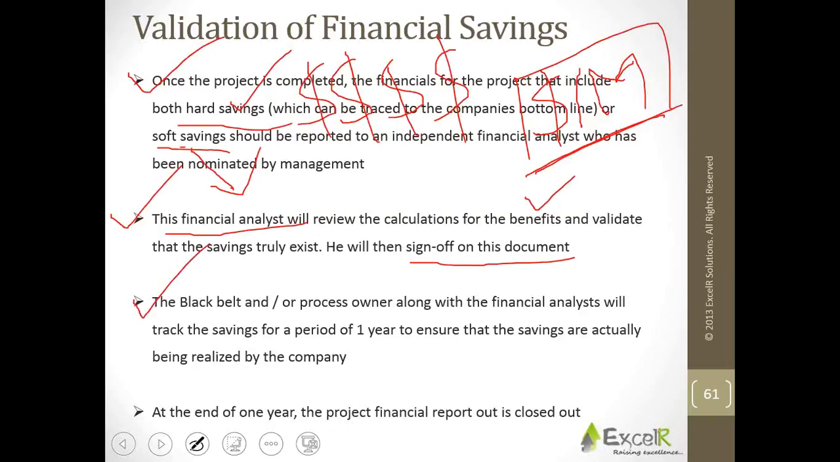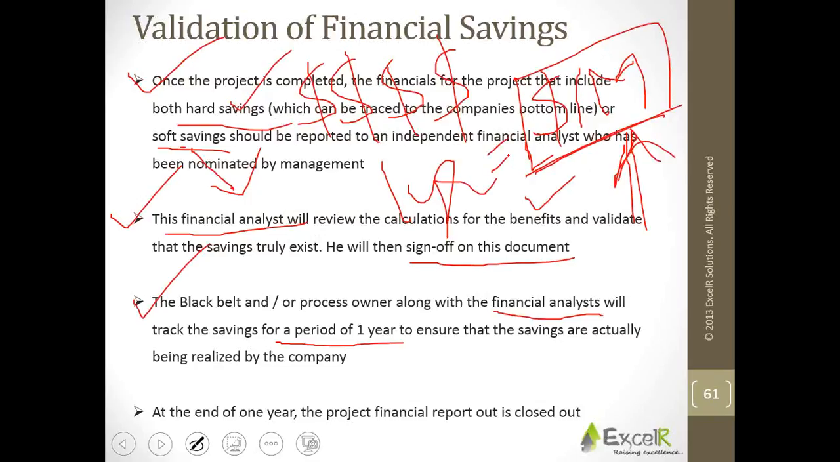Then the black belt or the process owner, along with the financial analyst, will track the savings for a period of 1 year. If you say that you're going to save 1 million, 1 million is not going to be saved tomorrow or the day after, in a week or so. It will take its own sweet time. But you extrapolate or limit it to only 1 year. So they look into 1 year of savings.